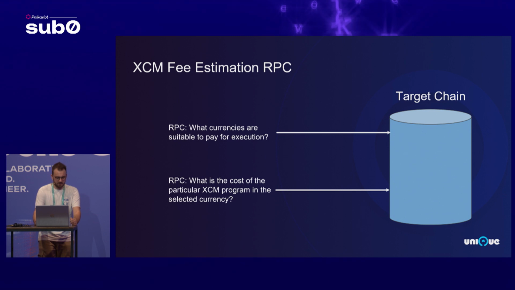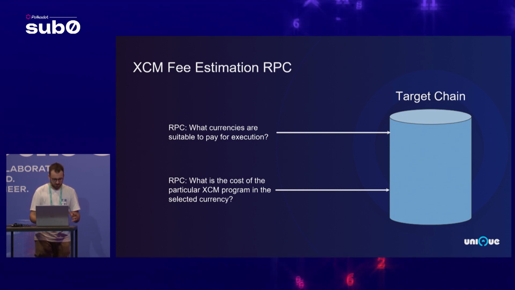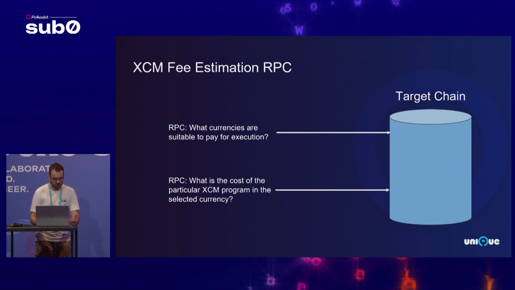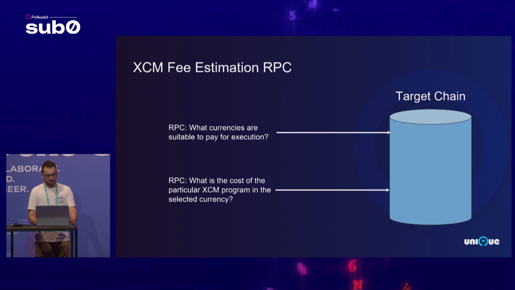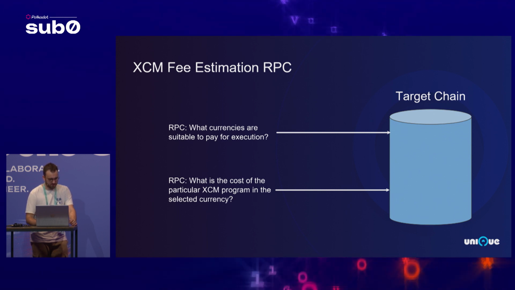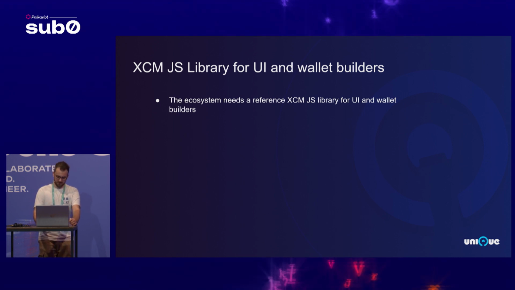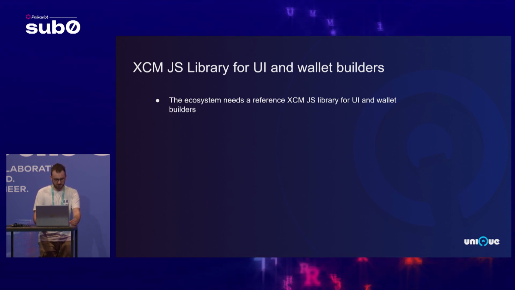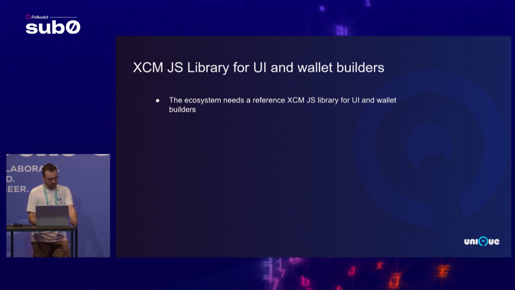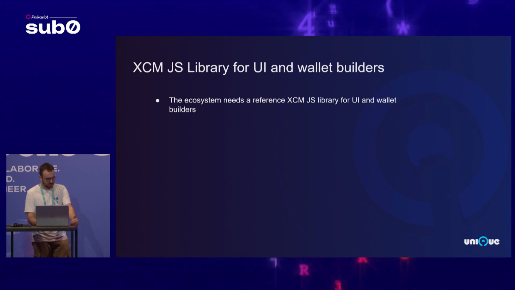Having this RPC will enable the ecosystem to create front-end libraries for building convenient user interfaces and providing better user experience when using XCM, which is the most crucial aspect of adoption. We at Unique Network think that the ecosystem needs first to create such an RPC and the reference XCM JavaScript library for UI and wallet builders, even before adding new metadata instructions to XCM. We need to ensure the convenience of the NFT cross-chain interactions. And we can start with the basic interaction, namely with the NFT transfers, since XCM already can do that.